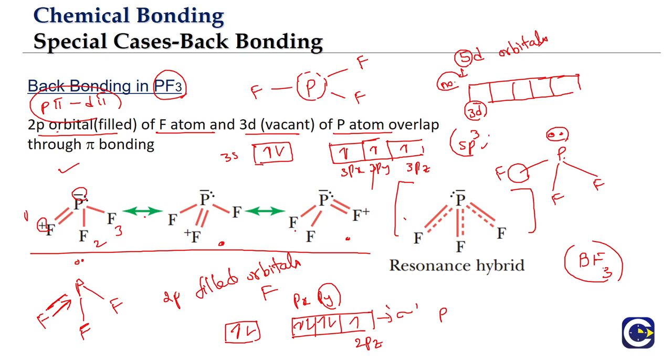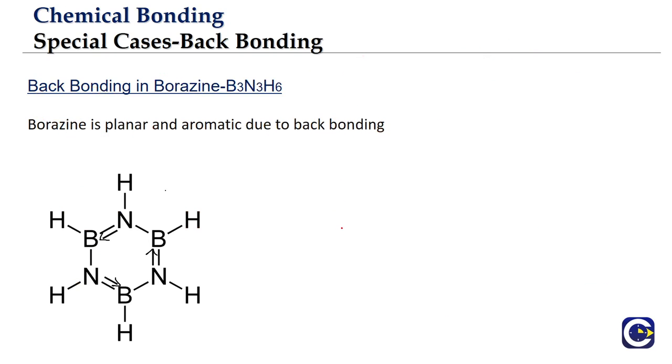And one thing we need to keep in mind always is that the existence of the back bonding is to be proven through some experimental observations. Like in the case of PF3, how is it proven? Based upon the bond characteristics, whether it is the bond length or the bond enthalpy.